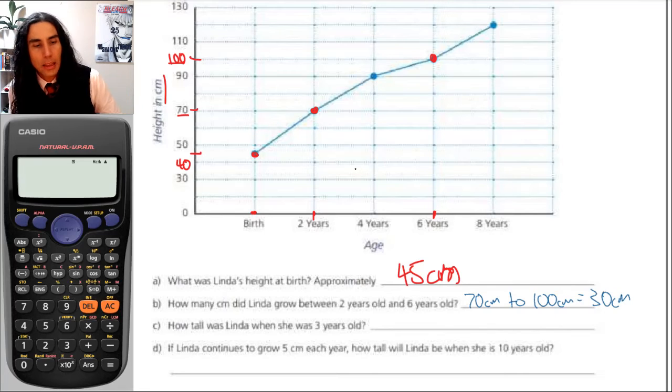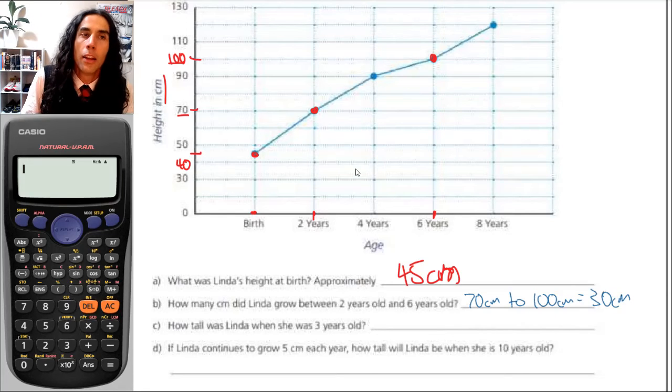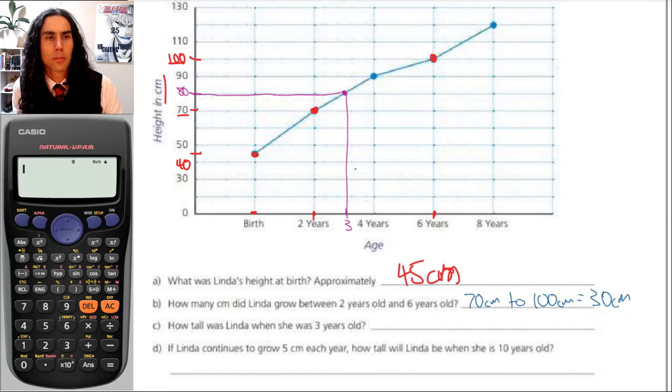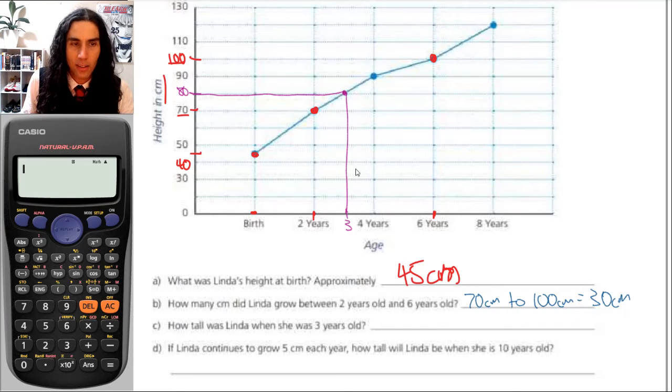How tall was Linda when she was 3 years old? Now it's getting tricky. Because 2, 4, halfway in between is 3. You'd use a ruler and you'd come up and hit exactly there. We're lucky it's on the line. Come across. So what we did is like that. Boom, hit the point and then come across here. Halfway between 70 and, wait a minute. I've just spotted something wrong. 80 centimeters. Something really bad that they did.